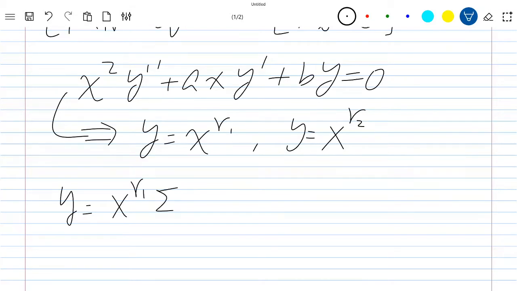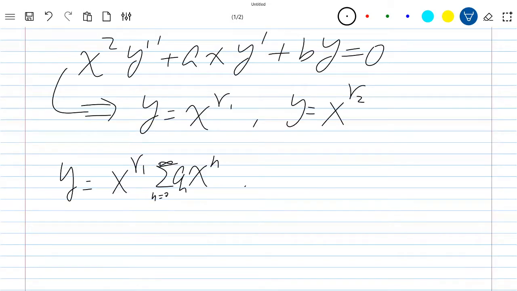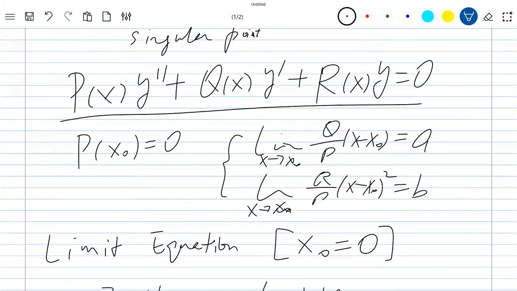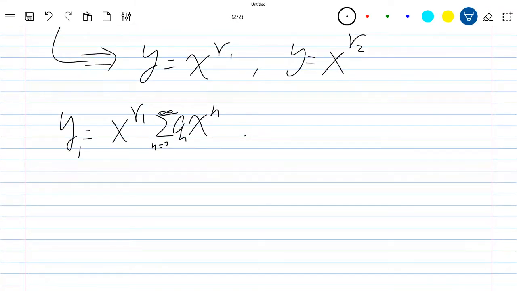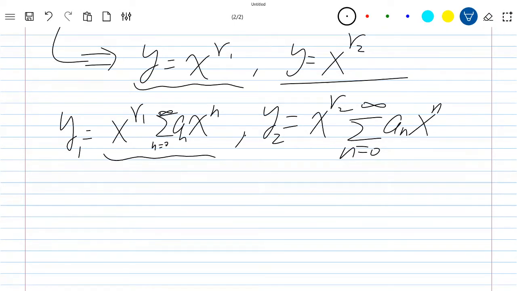x^r1 times the sum of a_n x^n, n equals 0 to infinity. So our new solution, the solution for the original equation, will also have two solutions. One is very similar to x to the r1, and the other is very close to x to the r2. And this a and that a are two independent series. They may be different.